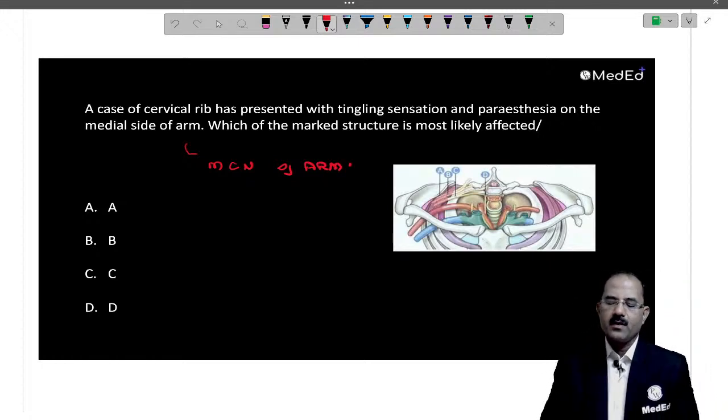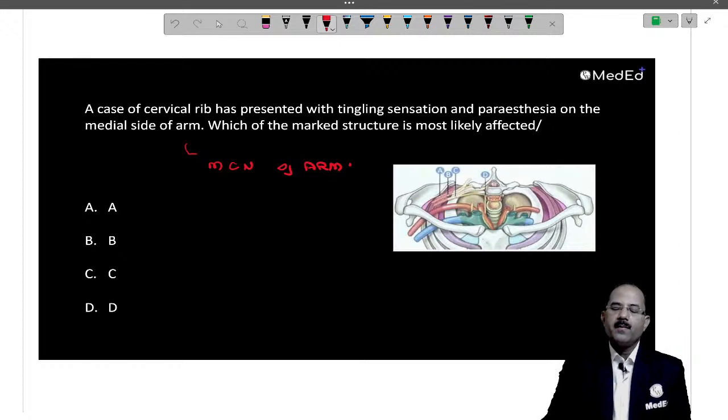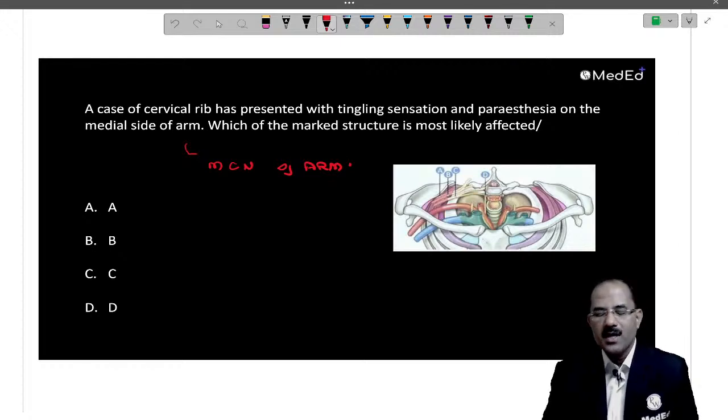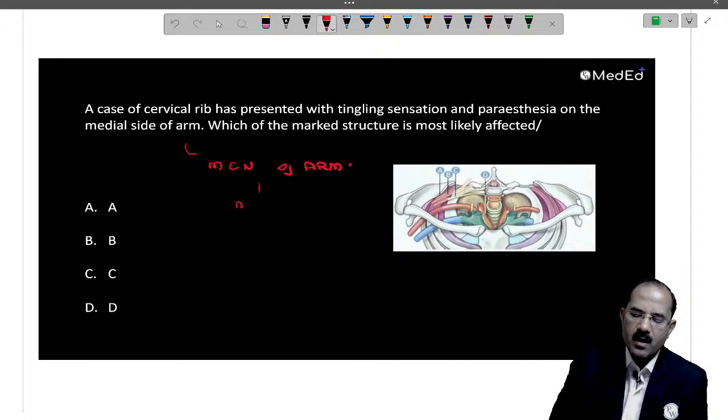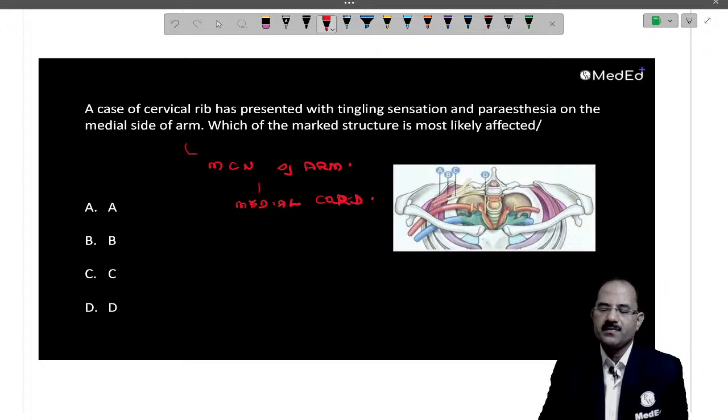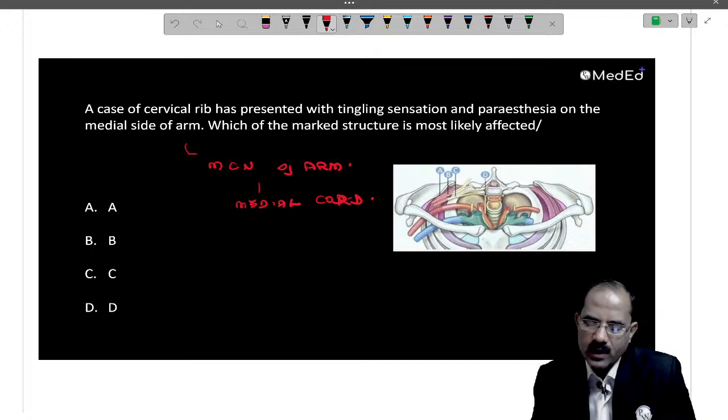Paresthesia on the medial aspect of the arm, that's the medial cutaneous nerve of the arm. And this medial cutaneous nerve of the arm is a branch of the medial cord of the brachial plexus.